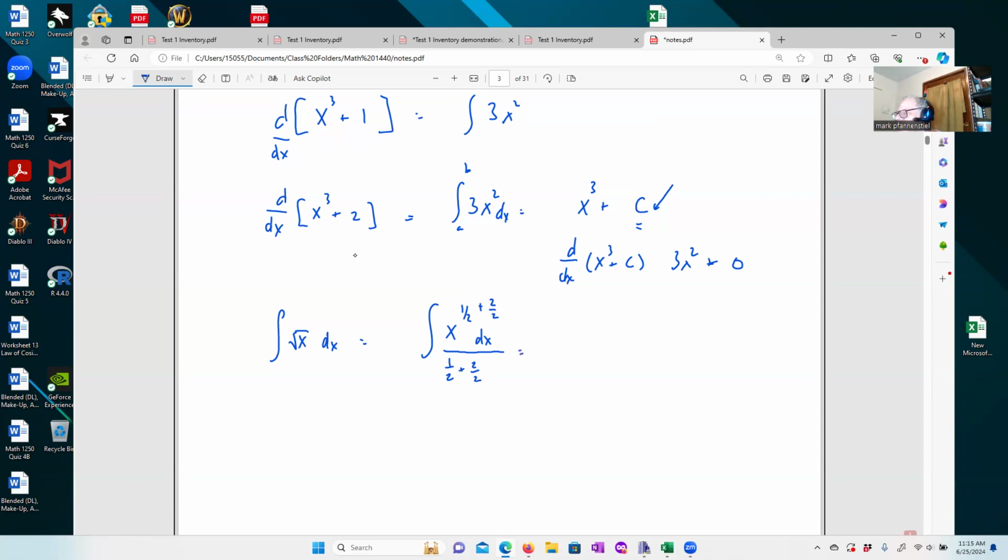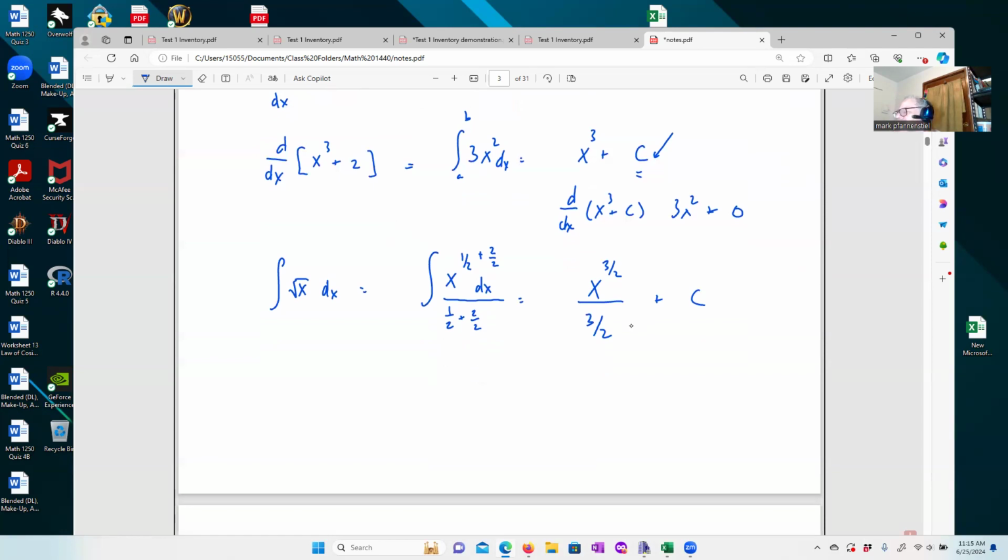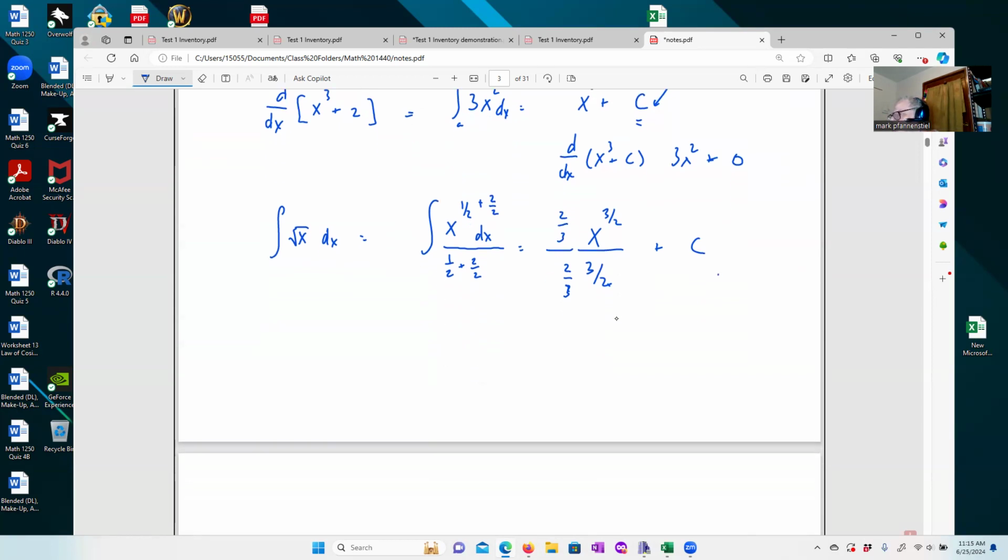Okay, so our answer here is going to be x to the 1/2 plus 1 is 3/2, and on the bottom we're going to have our 3/2, plus C. And we're not going to leave a problem like this because nobody wants to look at a fraction over a fraction. We're just going to clean this up a little bit. We're just going to multiply by 1, which is 2/3 over 2/3, to cancel out this bottom fraction. So we can end up with 2/3 x to the 3/2, and we have a plus C. So that would be our answer for how to integrate the square root.